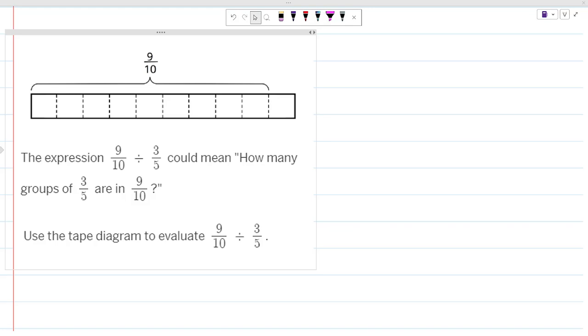It says the expression 9/10 divided by 3/5 could mean how many groups of 3/5 are in 9/10. Use the tape diagram to evaluate 9/10 divided by 3/5.